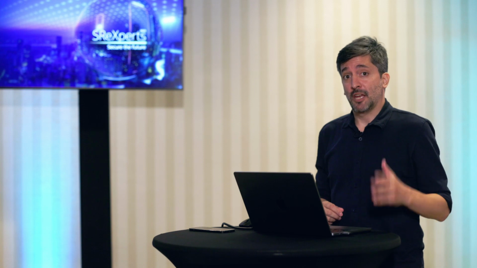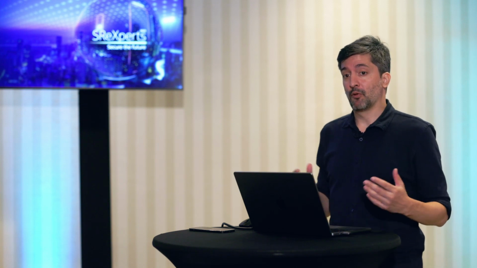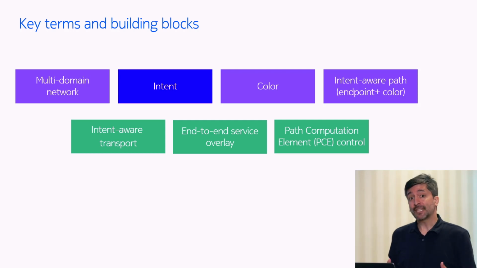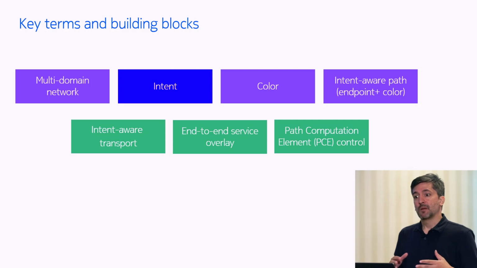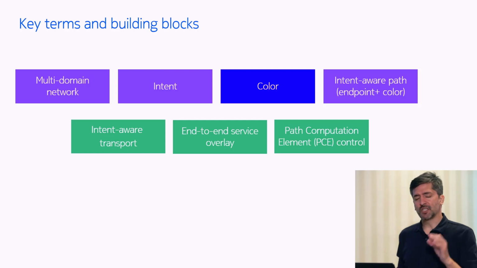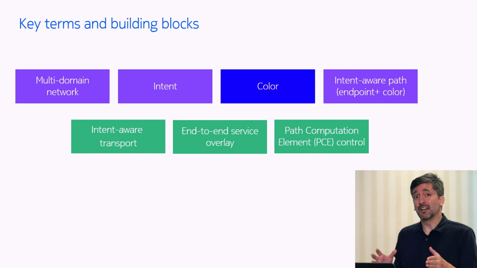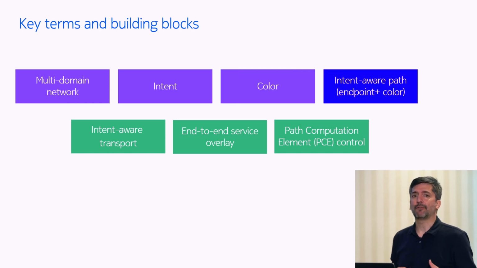A few key terms and building blocks we need to understand before we start with this demo. One is multi-domain network, in this case, a group of interconnected networks. Then intent, which is basically a networking objective or an optimization objective. In this case, we are going to be looking at paths optimized on lowest delay end-to-end. Then color, which is a particular attribute carried or signaled in service routes, which in this case signals intent. And then we have the intent-aware path, which is basically the combination of endpoint plus color.